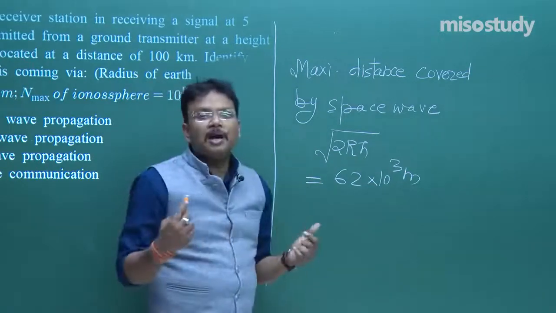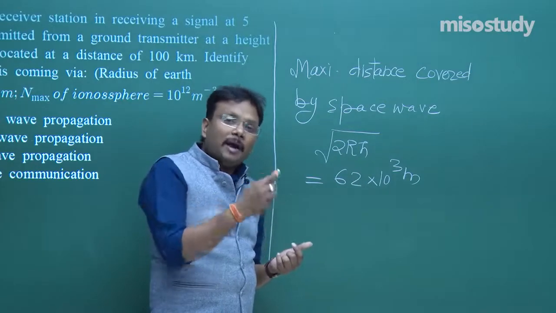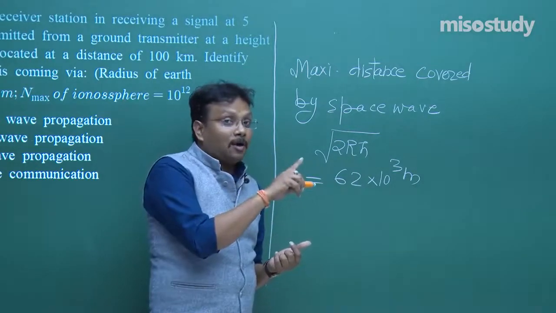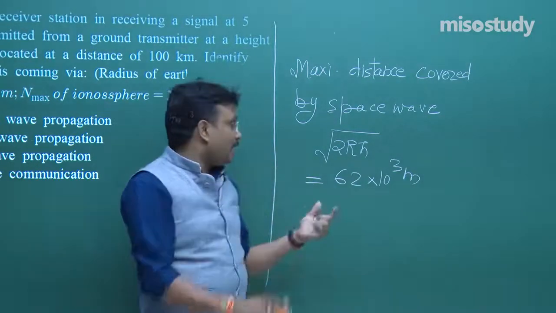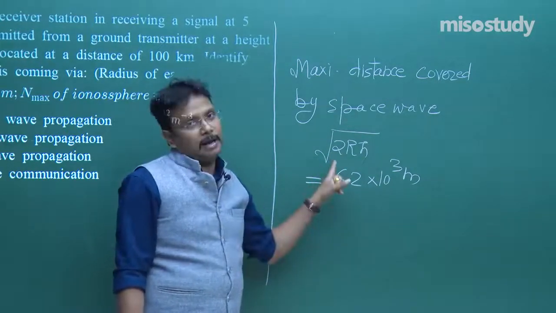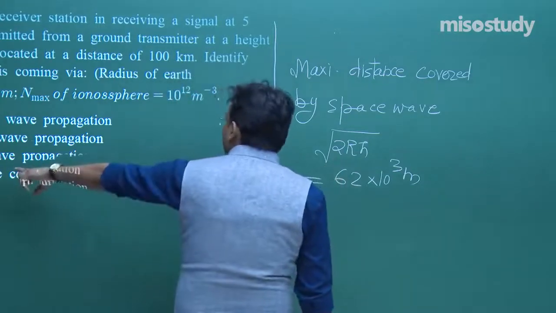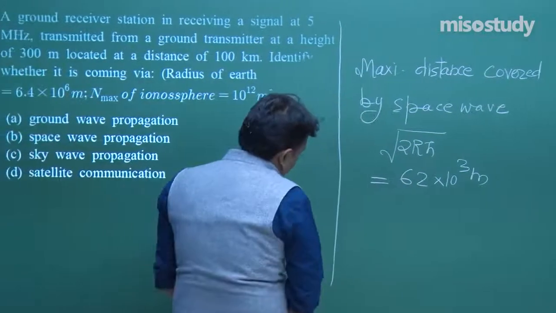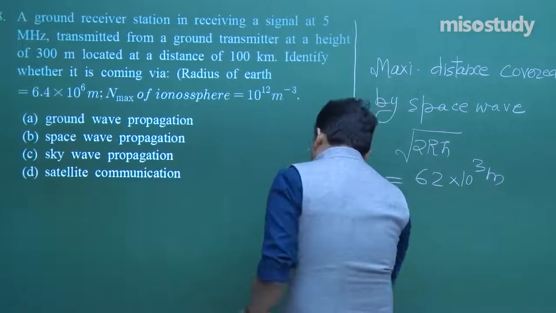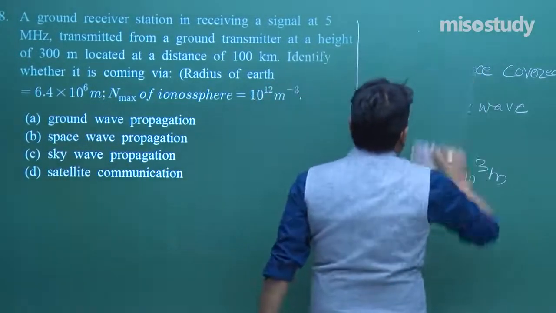Just try to compare it with the 100 kilometer distance. 100 kilometers means 100 multiplied by 1000, so 100 into 10 to the power 3. It is less than that. So space wave is also not applicable over here. So the only possibility left is sky wave. For sky wave, I think I should write down a basic formula over here also.